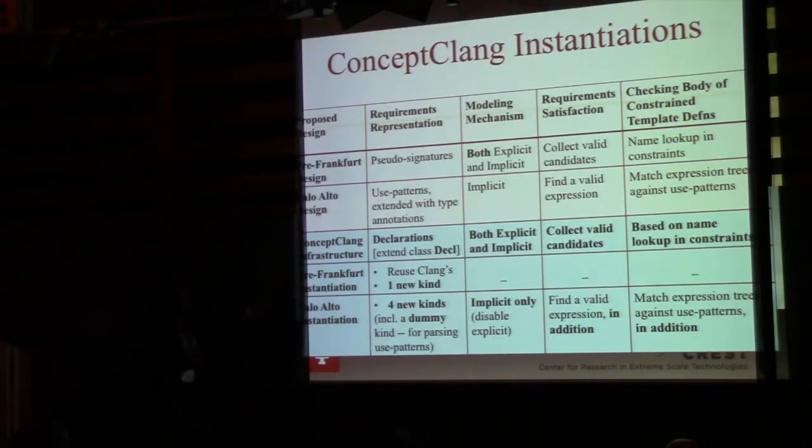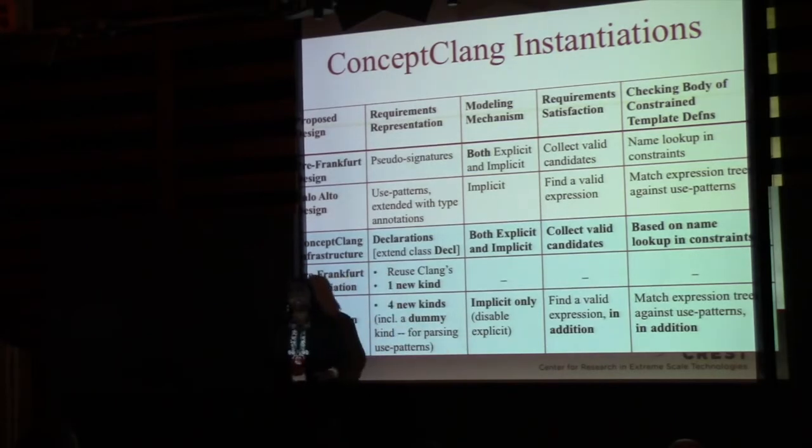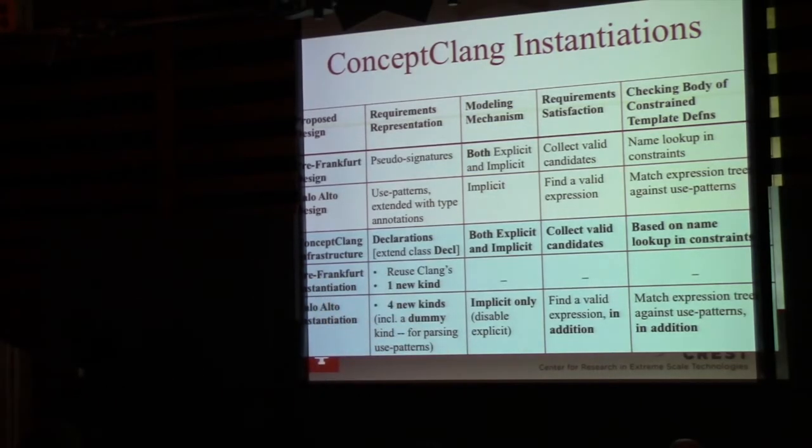you can see that all I actually have to do on these salient properties is very little. I have to add a new data structure here to represent the specific requirements. And then we do have a little bit of additional things to do here for the Palo Alto instantiation, including actually explicitly disabling explicit modeling.